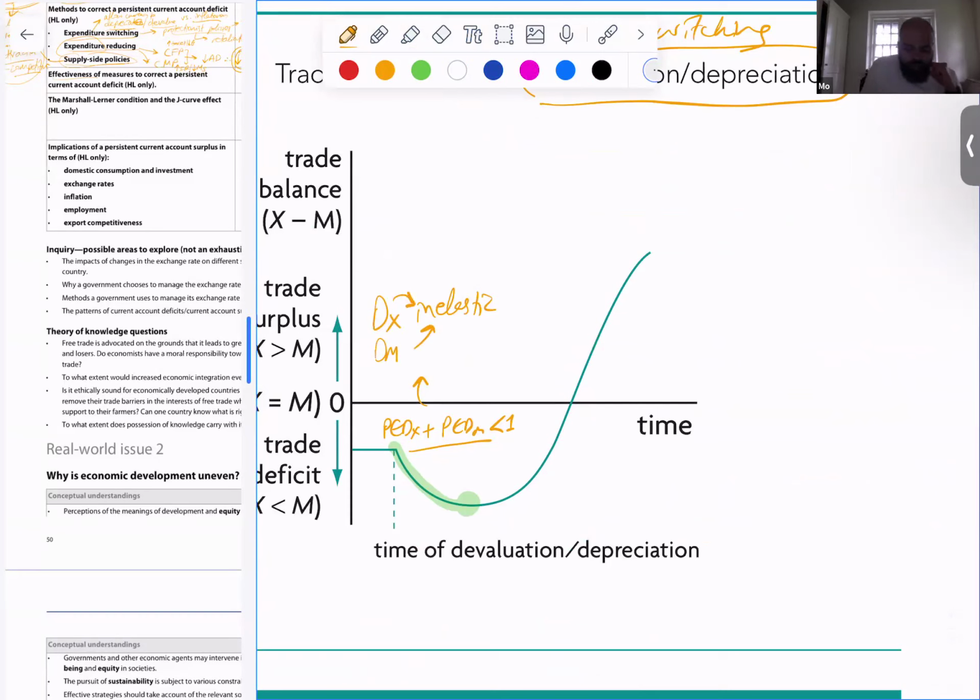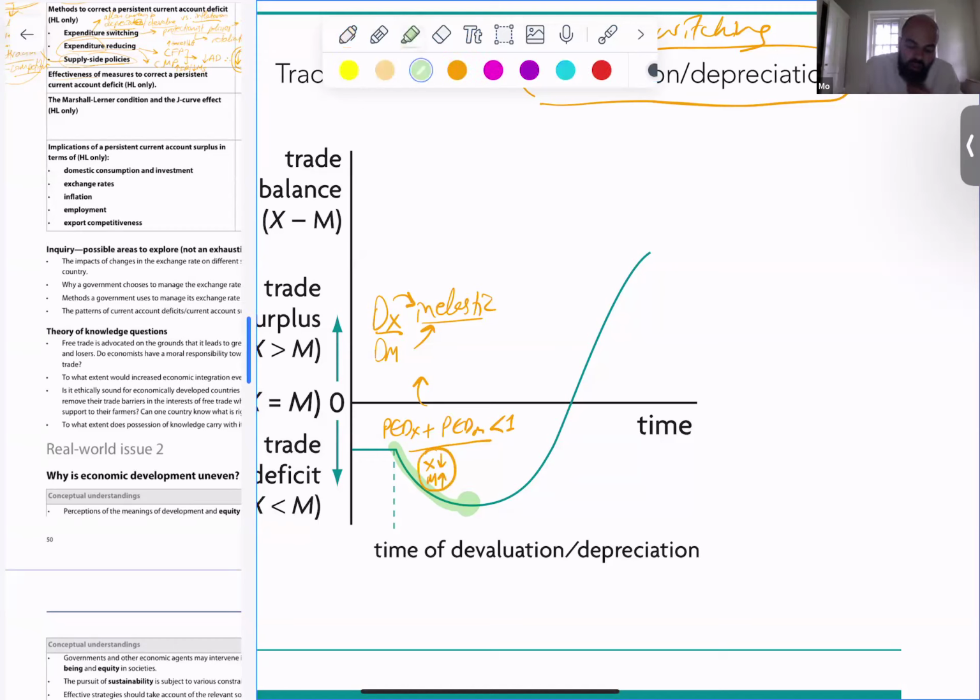So when the demand for exports is inelastic and you depreciate your currency, exports get cheaper. But because demand is inelastic, export revenue actually falls in the short term. And imports become more expensive. But because demand is inelastic in the short term, import expenditure actually increases. So export revenue will decrease for a period of time, import expenditure will increase, and the deficit gets worse.